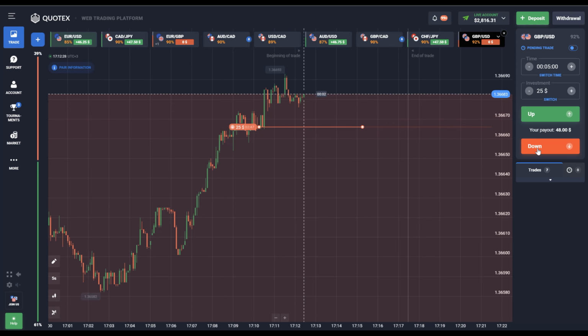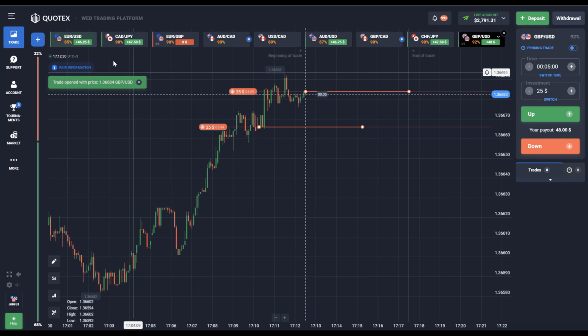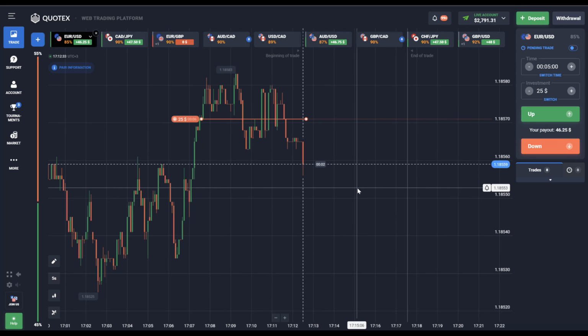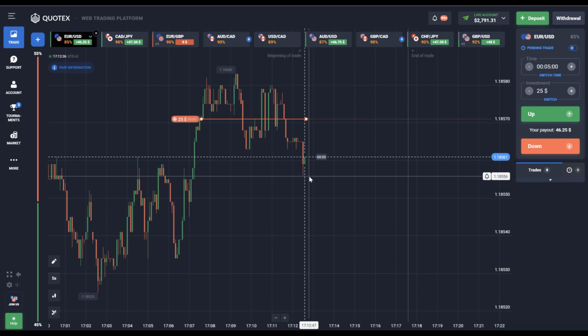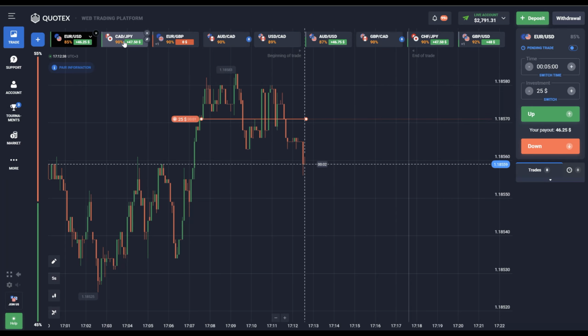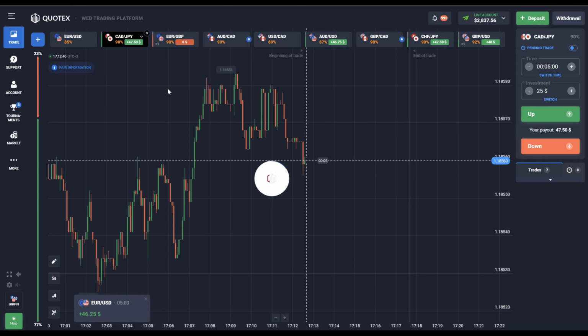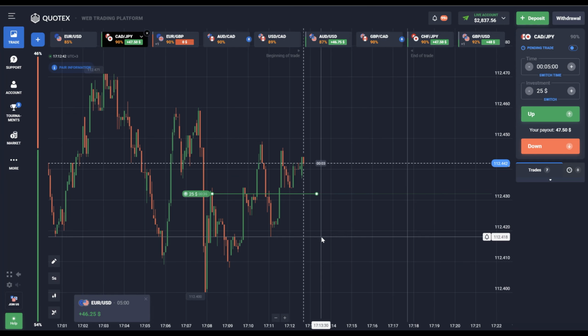I'll open an additional trade on the British pound US dollar, and now our Euro US dollar trade is about to close in profit. The price did drop after all. That's good. 3 seconds left and the trade closes in profit. Canadian dollar, Japanese yen is also in profit for now.